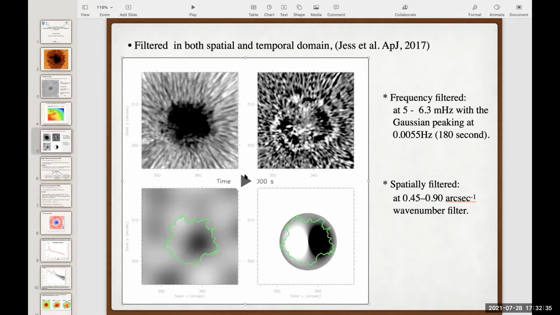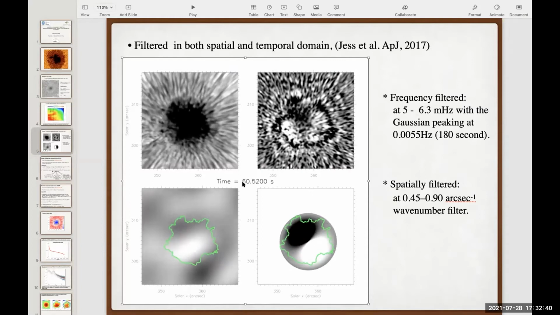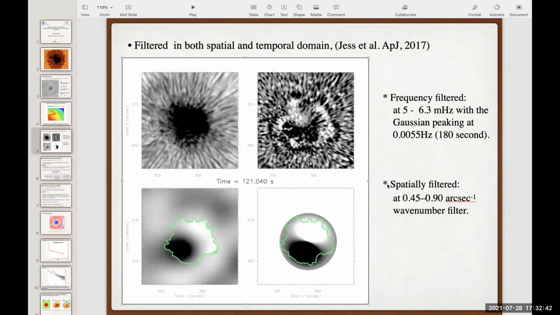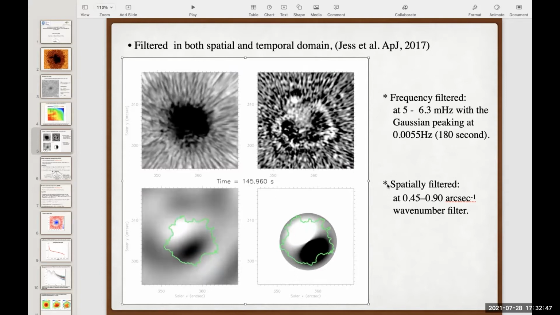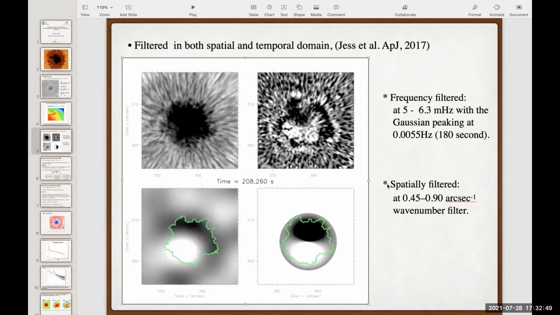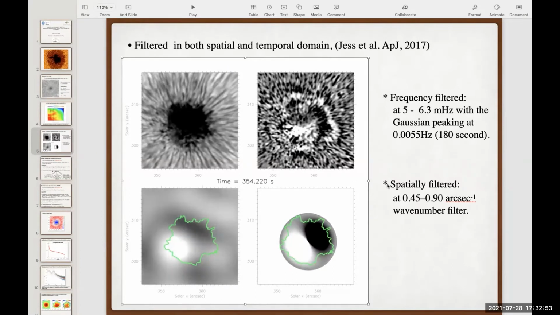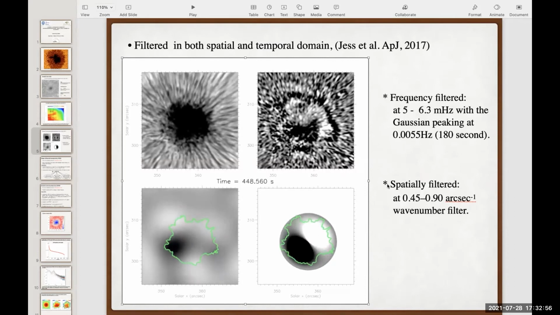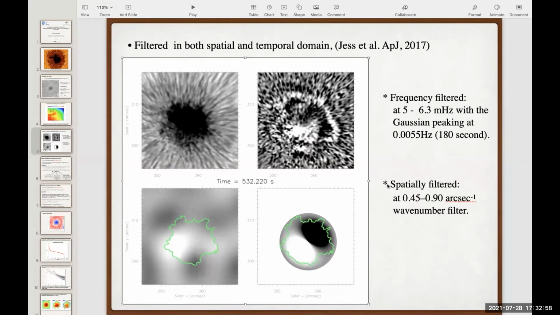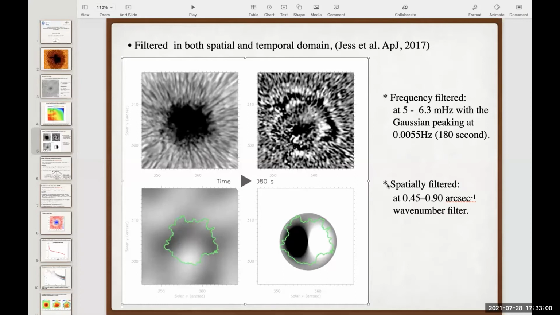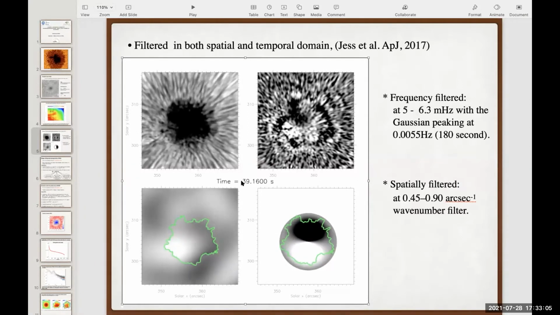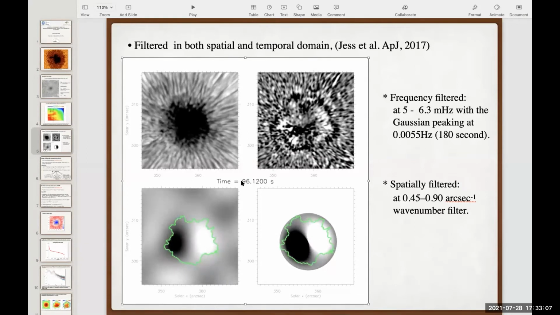What they identified in their analysis, you can see here, the movie is running now. On the top left is the data set without any analysis, the original one. On the top right, you see the data set after being filtered in time, just in time. On the bottom left, the data set after being filtered in space. And on the bottom right is just the model for comparison.